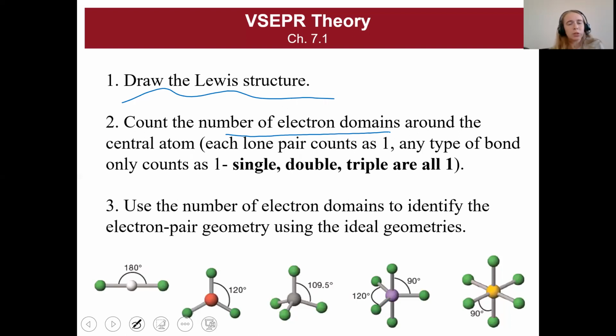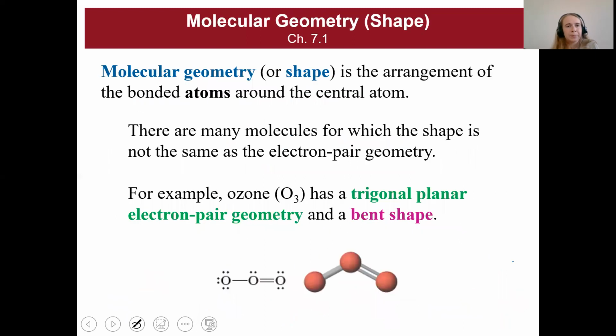So we count the number of electron domains around the central atom, and then we use that number of electron domains to determine the ideal geometries, those 5 that I just told you: linear, trigonal planar, tetrahedral, trigonal bipyramidal, and octahedral. Those are our ideal geometries. All right, so that's how we determine the electron domain geometry. But like I said before, that counts for everything. That counts for the lone pairs and the bonds.